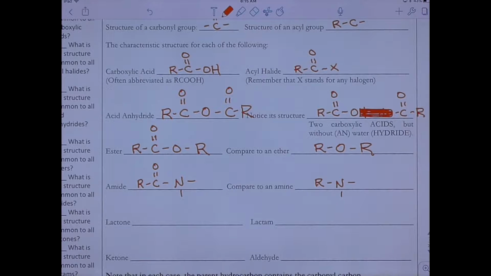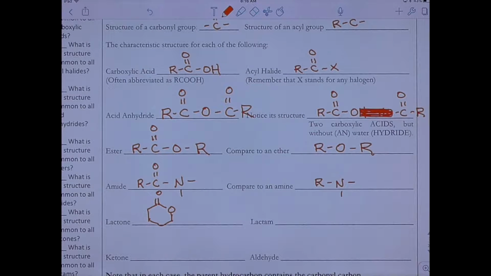A lactone is a cyclic ester. So you have your carbonyl carbon like that, and it has an oxygen attached to the carbonyl carbon. And then you know how you normally would have had some kind of R group there, some carbon group, and you would have had a carbon group over here. We're just going to put them together. It could be any number of members in the ring.